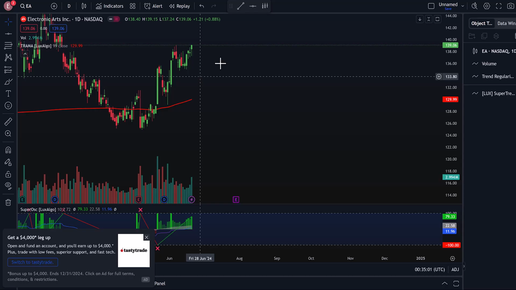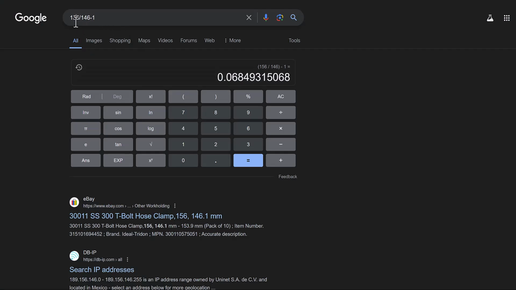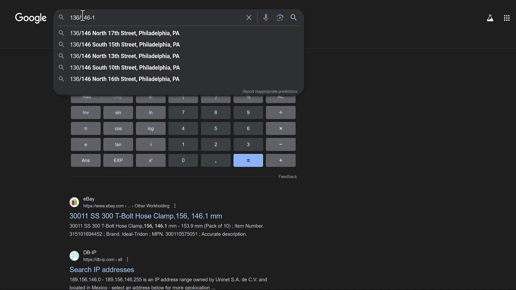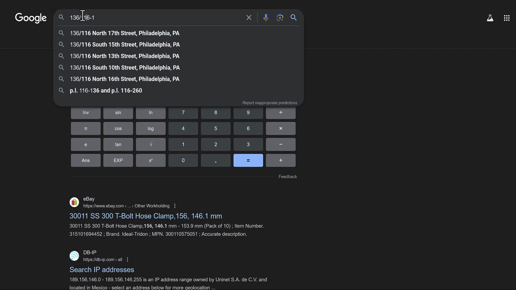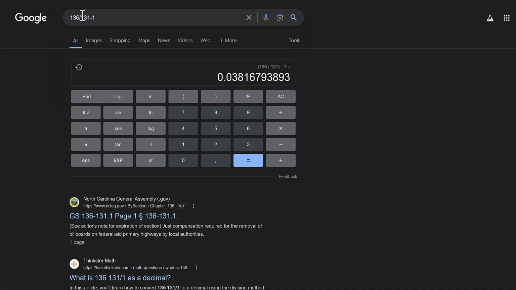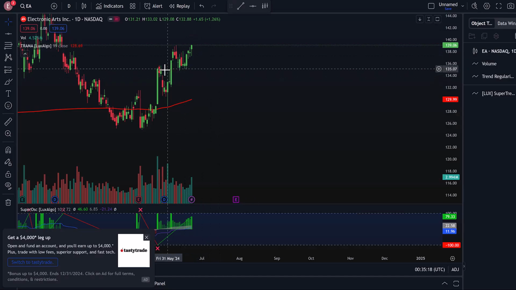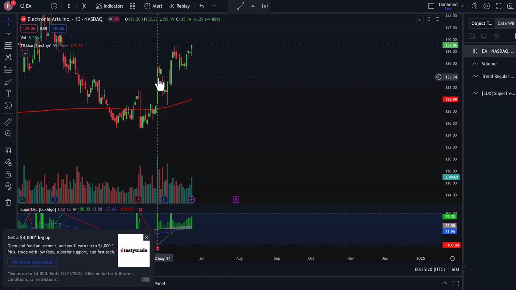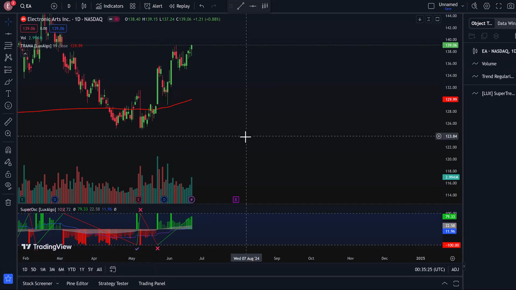So $5 a share. Now we do 136 divided by 131 minus 1. 3.8%, and you made that in a very short amount of time. You made that within a few days, from May 22nd to June 4th, in 2 weeks. That's good returns, good short-term returns. So that's just a trading strategy that I've been using personally.